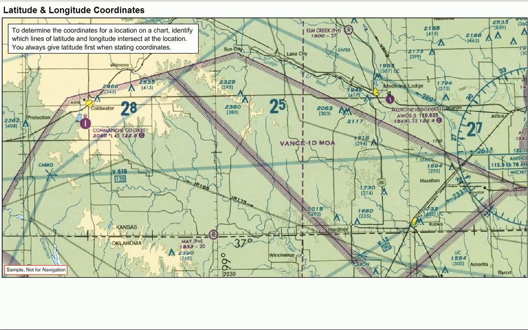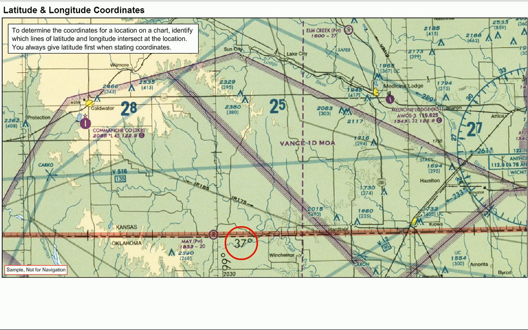By knowing the geographic coordinates, you can locate any position on the Earth's surface. To determine the coordinates for a location on a chart, identify which lines of latitude and longitude intersect at the location. You always give latitude first when stating coordinates. In this example, you can see that Comanche County Airport is located south of Coldwater, Kansas. But what are its coordinates?